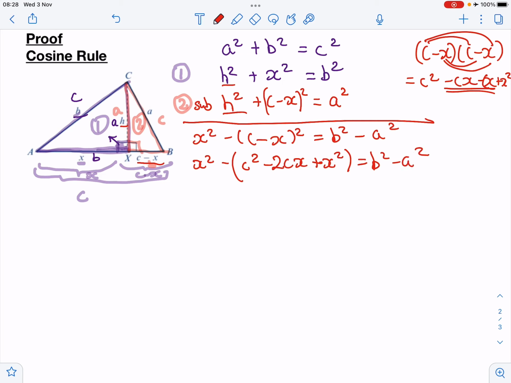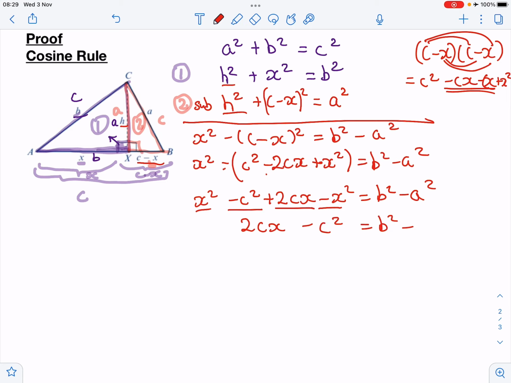Then looking at here, we have x squared minus c squared, so two negatives become a plus 2cx, and minus x squared, equals b squared minus a squared. Then simplify it. x squared subtract x squared cancels out. Those two cancel out, and we're left with 2cx minus c squared equals b squared minus a squared.